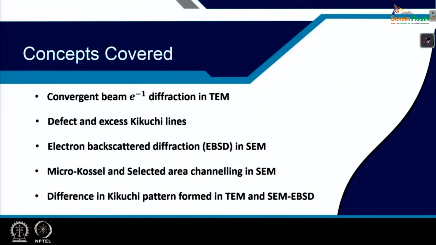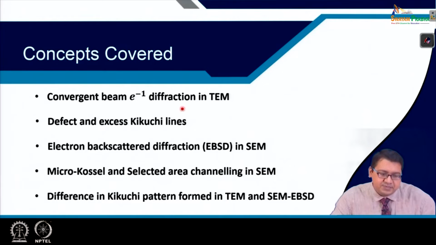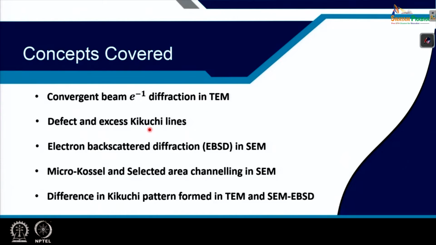So, the concepts that will be covered in this lecture are convergent beam electron diffraction in TEM, which is this one, right. Just let me get the laser pointer. The second is defect and excess Kikuchi lines. The third is electron backscatter diffraction in a scanning electron microscope. A very brief information regarding the microcosal and selected area channeling techniques in SEM, and finally, the difference in Kikuchi pattern that is formed in TEM and SEM EBSD.